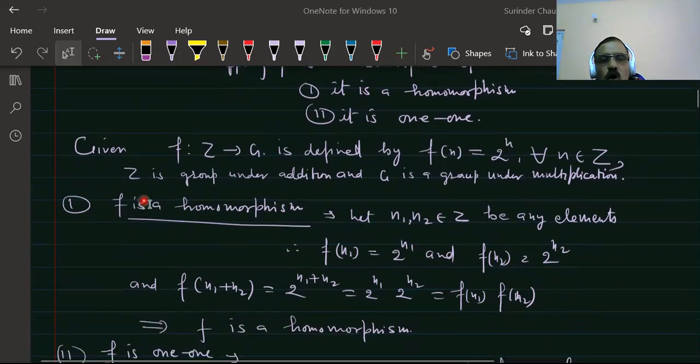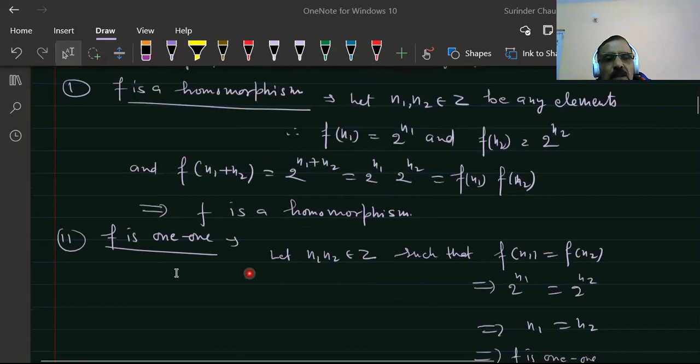Now to show f is a homomorphism, we have to show that f of n1 plus n2 is equal to f of n1 into f of n2, where the binary operation in Z is addition. By the definition of the mapping, f of n1 plus n2 is equal to 2 to n1 plus n2. Separating them, since the base is the same, this can also be written as 2 to n1 into 2 to n2. So 2 to n1 is f of n1 and 2 to n2 is f of n2. So f of n1 plus n2 is equal to f of n1 into f of n2, which implies f is a homomorphism.